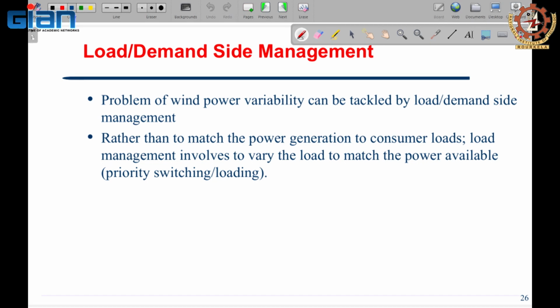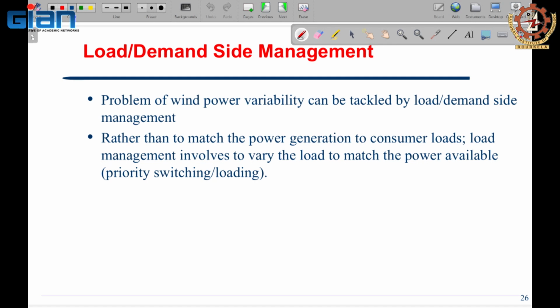So you are managing the demand. How are you managing the load? You can manage the load from the demand side. Demand side management, or the abbreviated term DSM, demand side management.